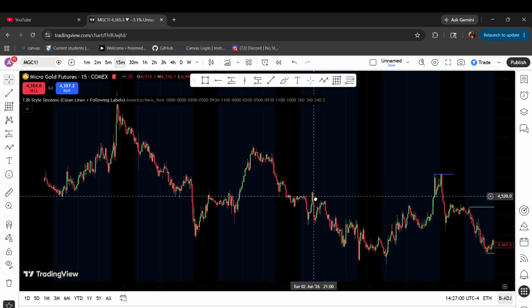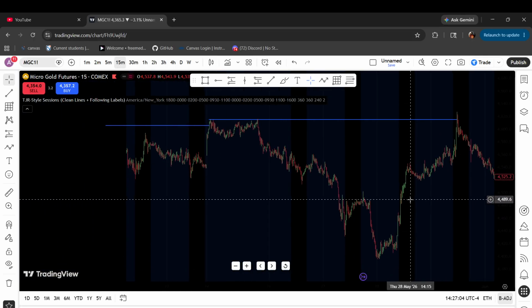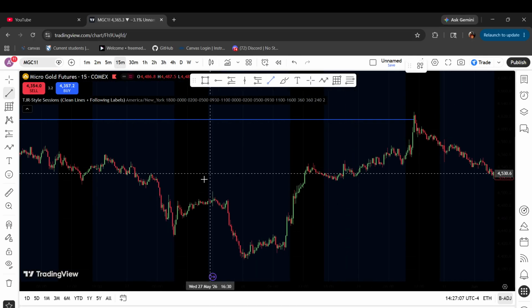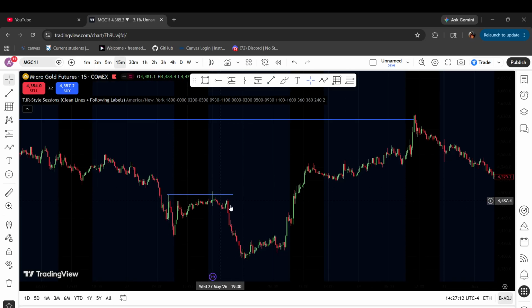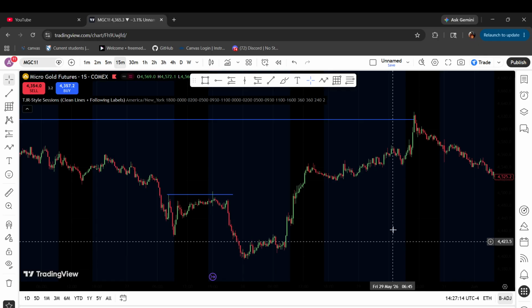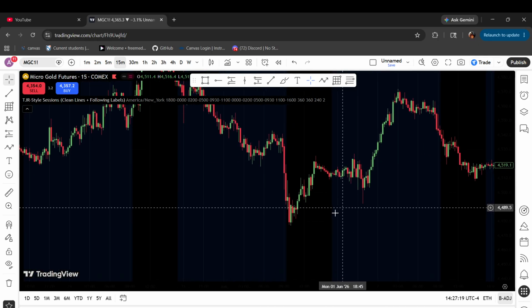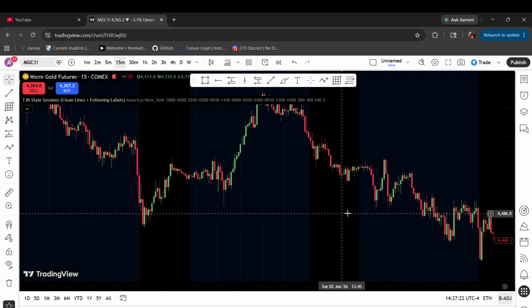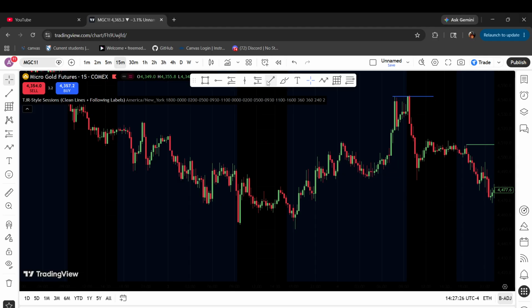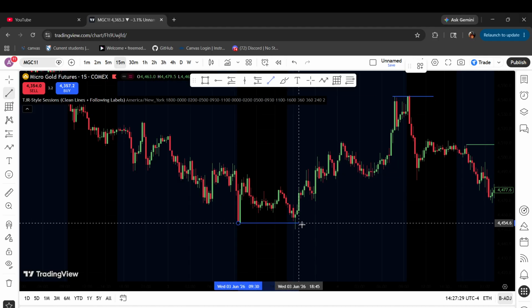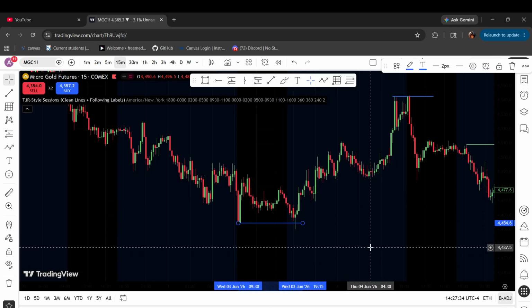So let's see. Look for some examples right here. So we get this liquidity sweep, right? We take out that liquidity and we push lower. Let's go over here. Let's see if we can find a nice buy liquidity. Right here we have nice liquidity, and we sell off with this liquidity.